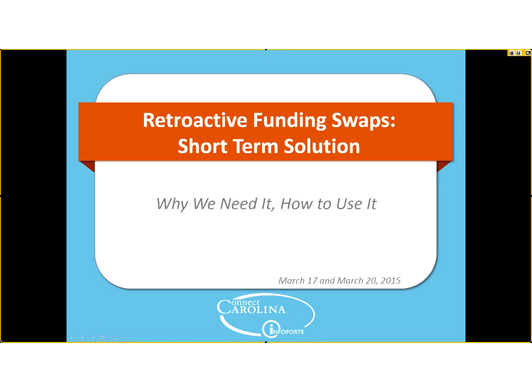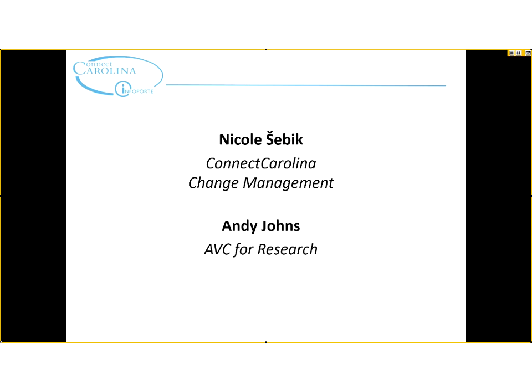We're going to talk about the retroactive funding swaps, the short-term solution that has been made available to campus this week. My name is Nicole Shevitt, and I am with Connect Carolina Change Management, and I'm joined by Andy Johns, who is the Associate Vice Chancellor for Research.